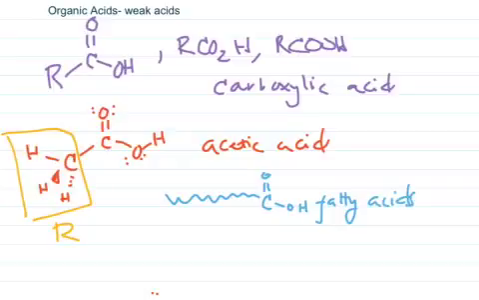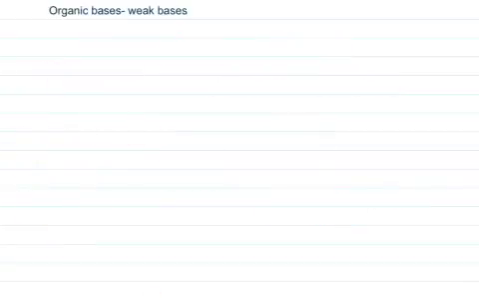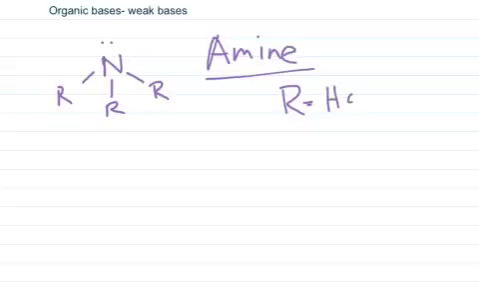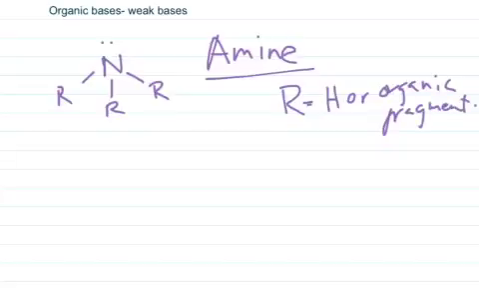Now let's take a look at our organic bases. So our weak bases are going to be our amines. And our amines are N with 3 replacement groups. This is known as an amine. And again, the R can be any hydrogen or organic fragment. So an example of this would be methylamine. So let's draw methylamine.